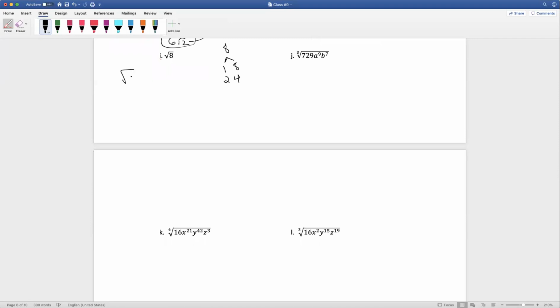Eight's going to show up a lot. The square root of 8, that's equivalent to... 4 is a perfect square factor of it. The square root of 4 times the square root of 2. And so we can rewrite that as 2 radical 2. So that's the square root of 8 simplified completely.